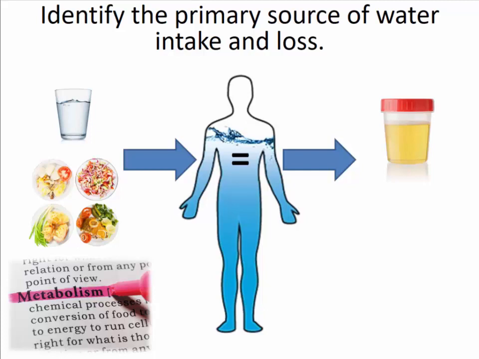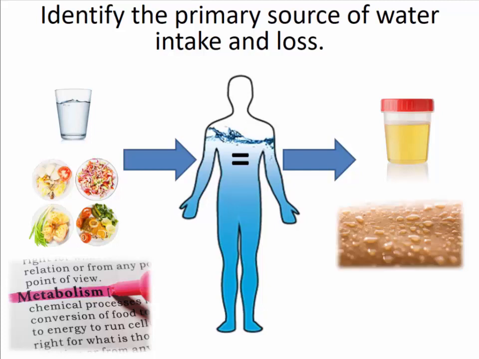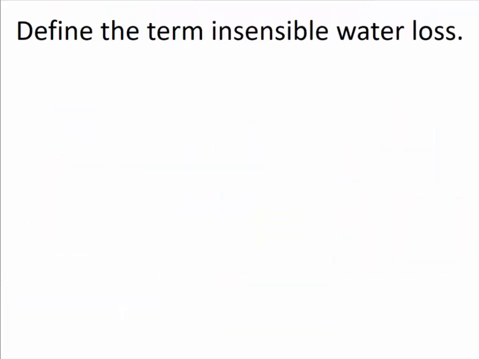The number one is through our kidneys, through production of urine. However, we also lose water through perspiration, as well as through stool. So these are the major sources of intake and loss of water in the body. However, we should also look and define the term insensible water loss.